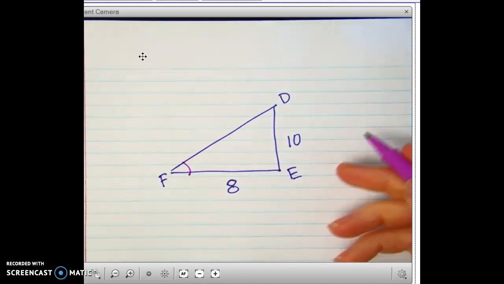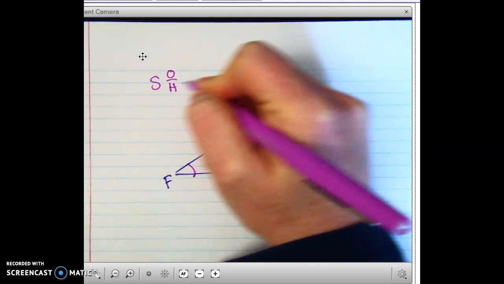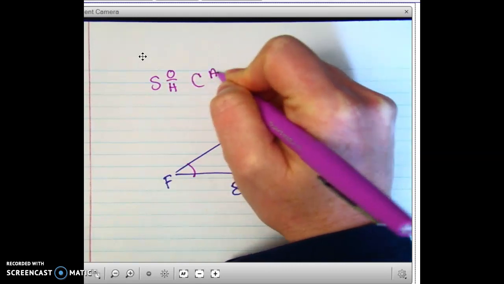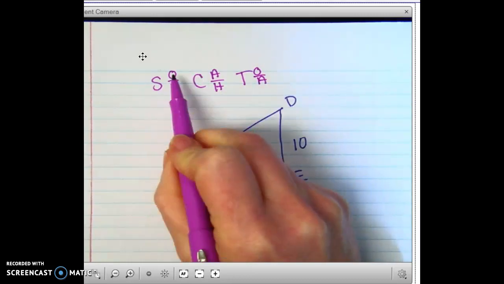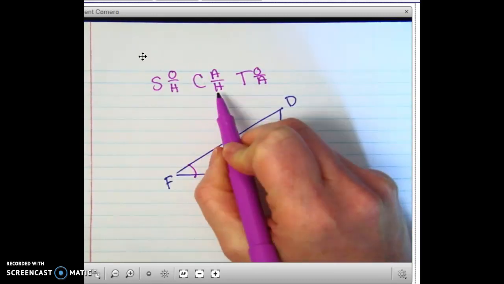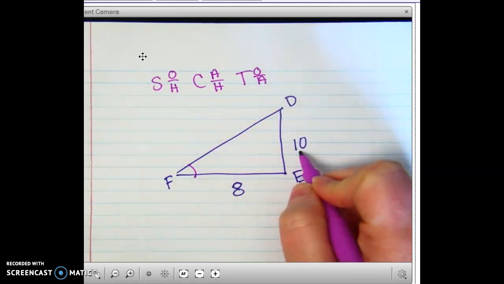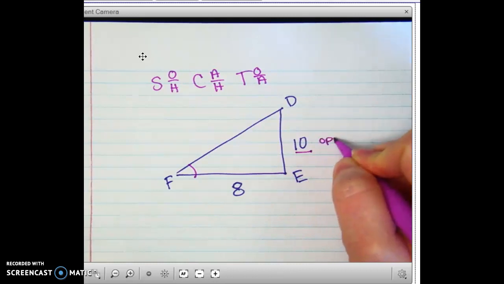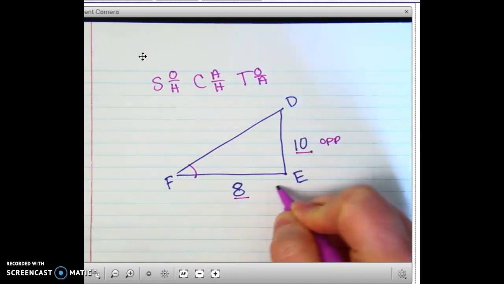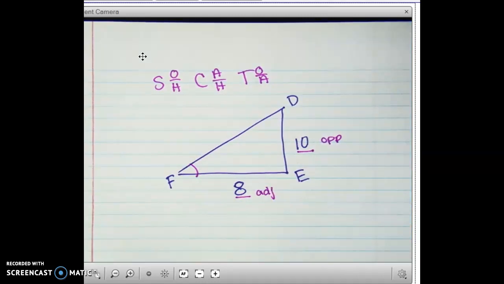Well, we are given the opposite side, so we're going to use SOHCAHTOA. Sine is opposite over hypotenuse, cosine is adjacent over hypotenuse, and TOA is opposite over adjacent. We're given the opposite side, if we're talking about angle F, this would be the opposite side, and this would be the adjacent side. So we would use tangent. However, none of the answer choices give you tangent.